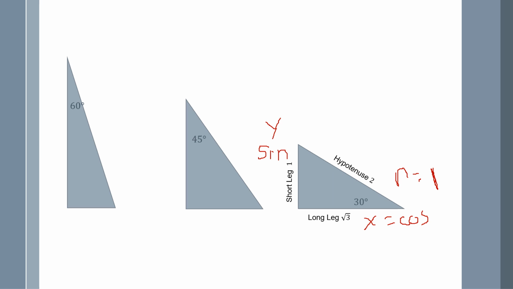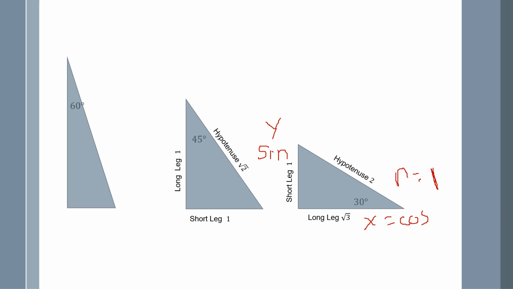The 45-45 degree triangle, the 45 degree, sorry, the short and the long leg are both going to equal 1, and the hypotenuse is going to be the square root of 2.